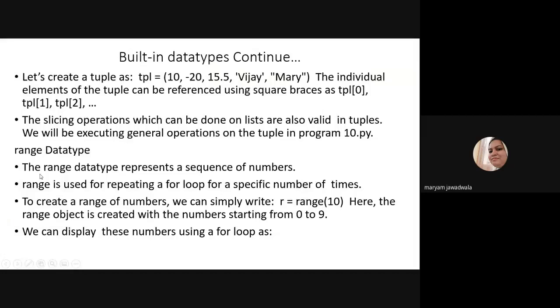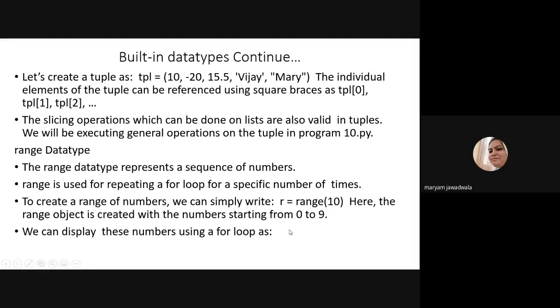Now we'll discuss one more data type, that is the range data type. So what is range? A range data type represents a sequence of numbers. Range is used for repeating a for loop a specific number of times, right? To create a range of numbers, we can simply write r = range(10). So range is a function. In the r variable, it will create a range from 0 to 9, right? So we can display the numbers using a for loop.